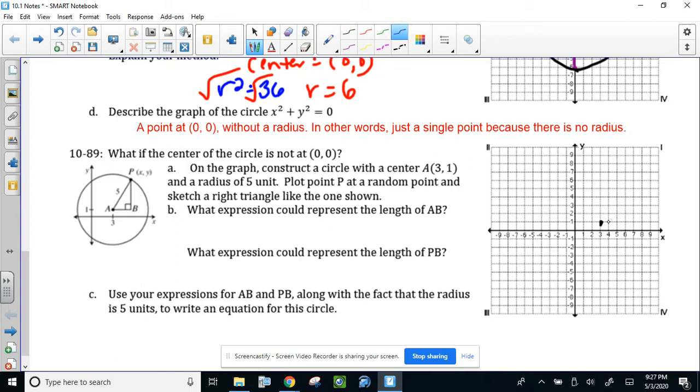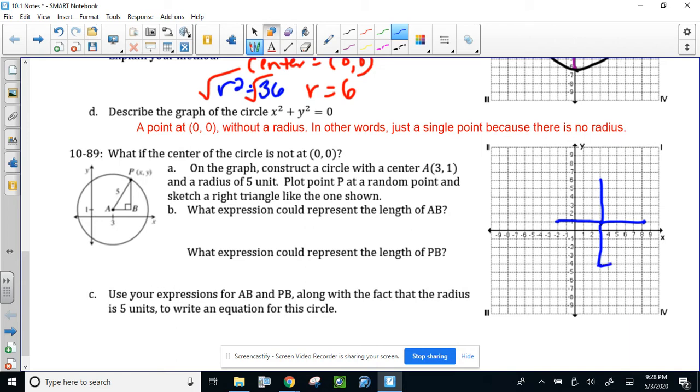So I'm going to go 5 to the right. 1, 2, 3, 4, 5. So I'd be at 8, 1. I could go up 5. 1, 2, 3, 4, 5. So I'd be at 3, 6. 1, 2, 3, 4, 5. So I'd be at negative 2, 1. Or I could go down 1, 2, 3, 4, 5. And there would be my point.